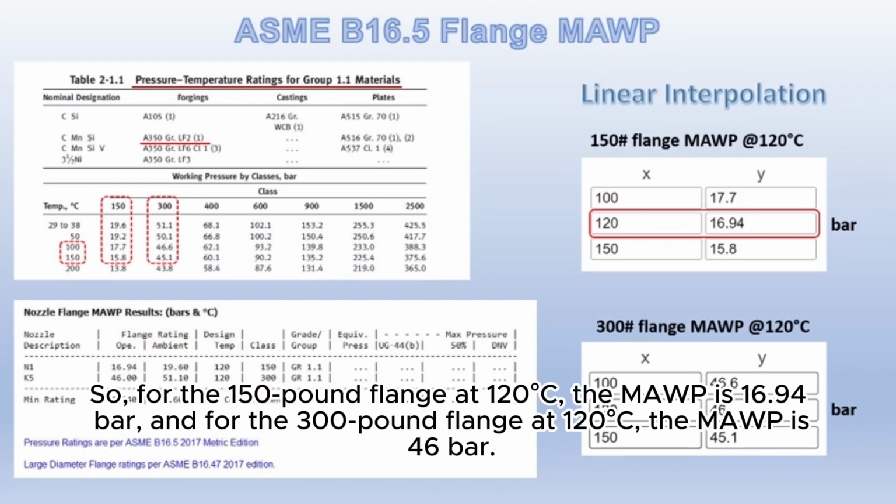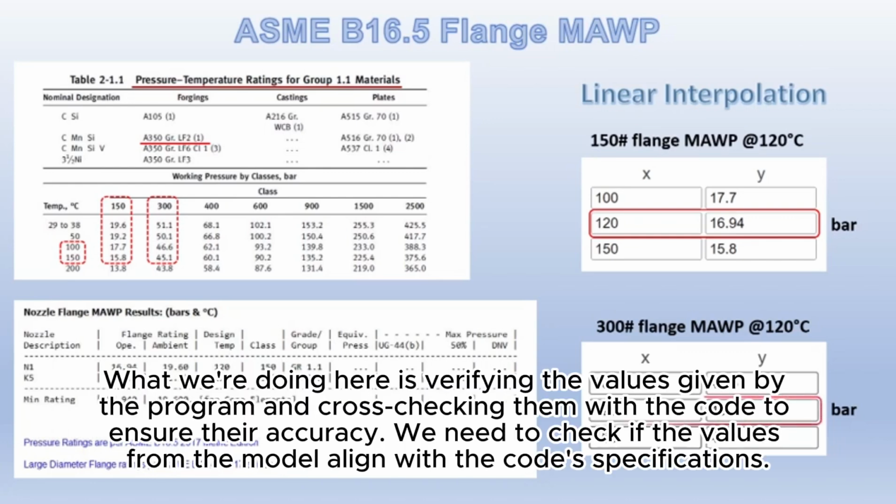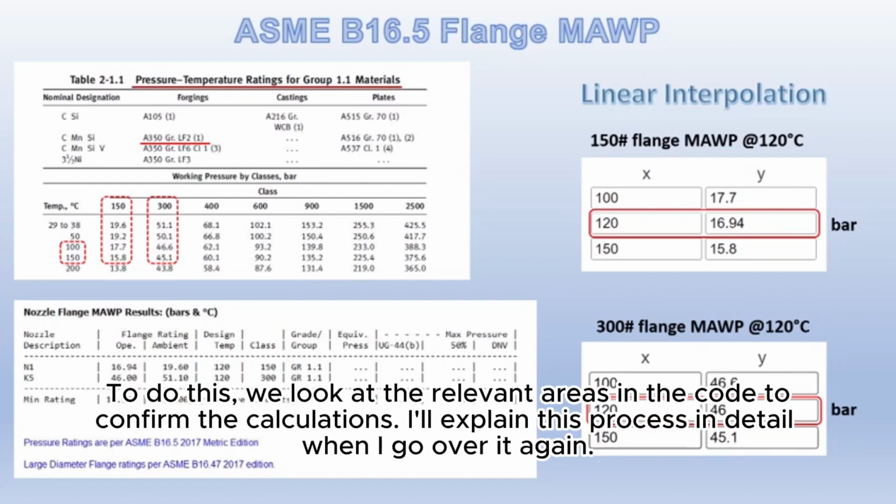So for the 150-pound flange at 120 degrees Celsius, the MAWP is 16.9 bars, and for the 300-pound flange at 120 degrees Celsius, the MAWP is 46 bars. What we're doing here is verifying the values given by the program and cross-checking them with the code to ensure their accuracy. We need to check if the values from the model align with the code's specifications. To do this, we look at the relevant areas in the code to confirm the calculations. I'll explain this process in detail when I go over it again.